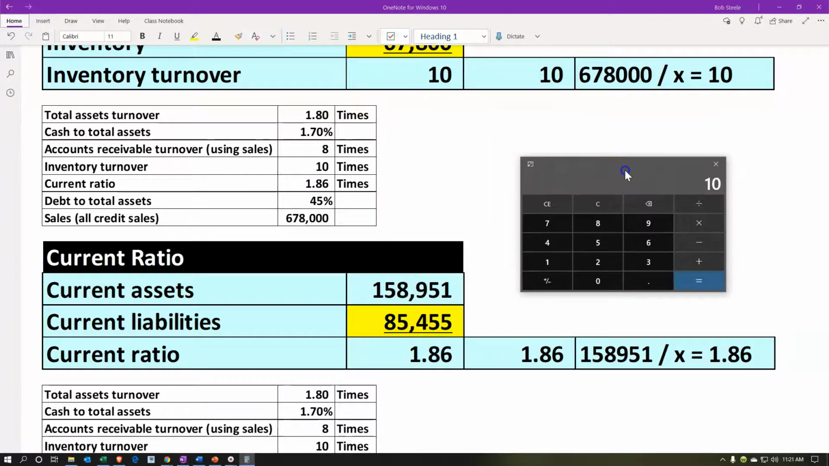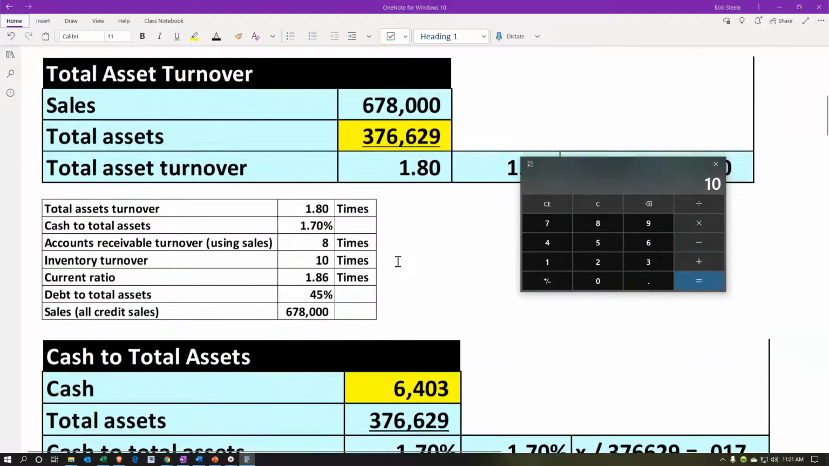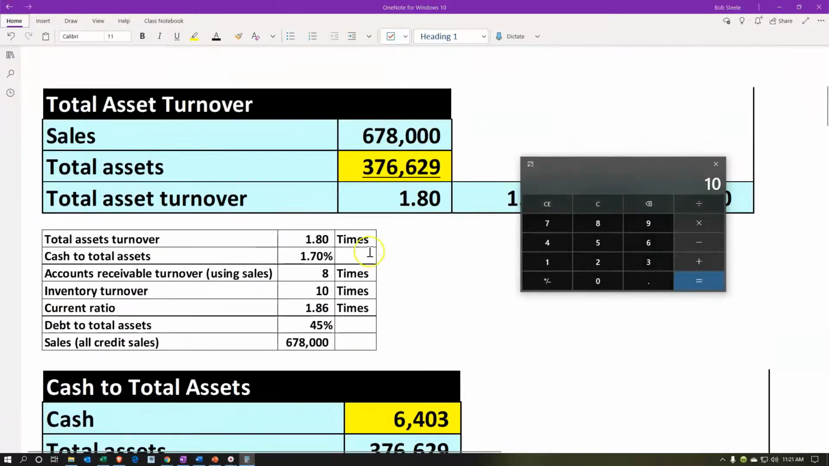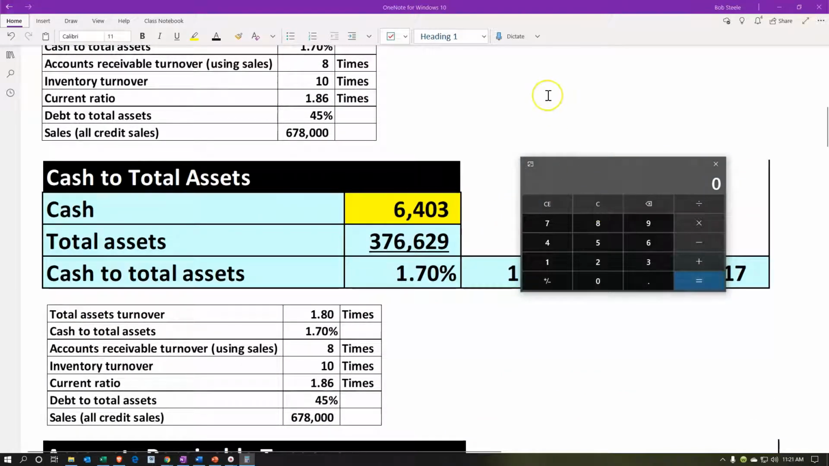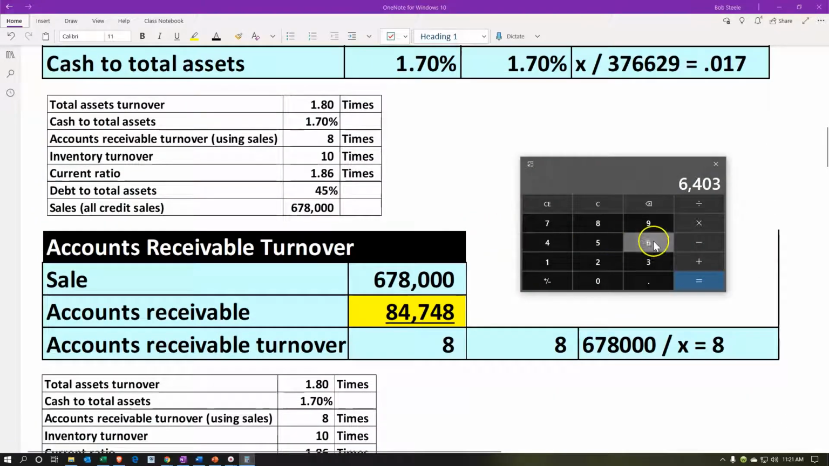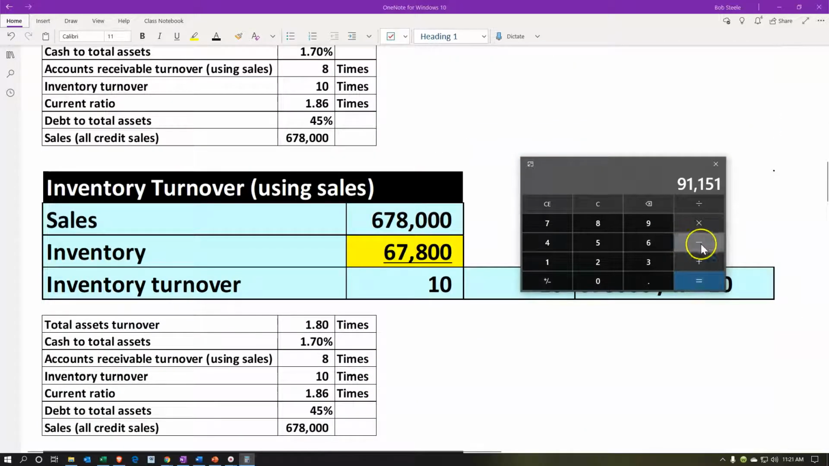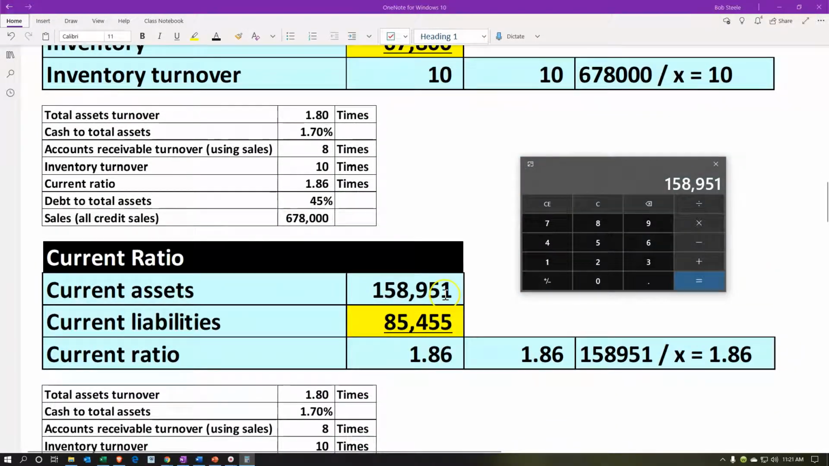So let's see what we can do here. If I go back up, let's go all the way to the top. I'm going to say, what have we figured out here? We've got the total assets. We know cash. That's going to be a current asset, 6,403. And we figured out accounts receivable. That's a current asset, 84,748. And we figured out inventory, a current asset, which is going to be 67,800. And that's going to give us our 158,951.